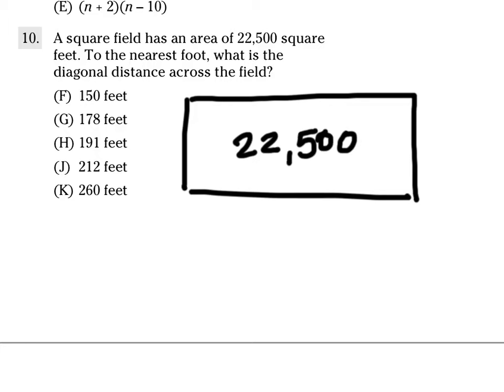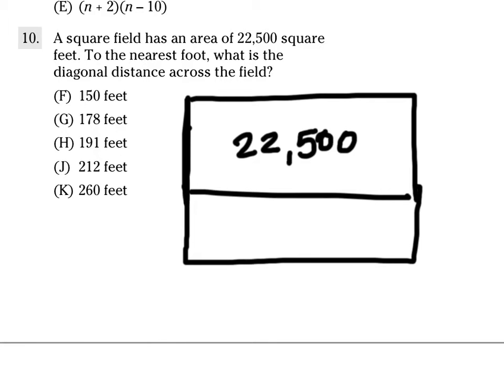Alright, so the area of the field is 22,500. You have to plug that value into the formula for the area of a square to find the length of the side. So a square field, I drew a rectangle, so this is actually a square. So I'll do that and I'll wipe out that line in the middle. I drew a rectangle to start with. So that's closer to a square, not exactly.